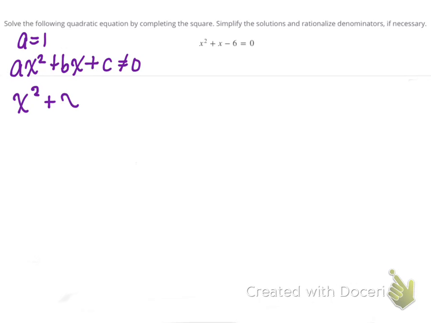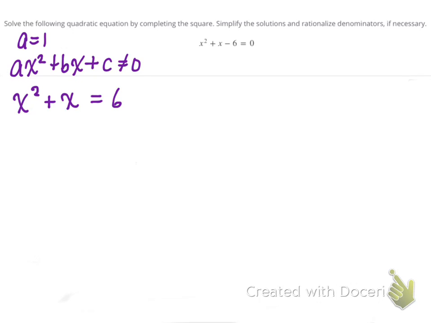Alright, here's our next example. In this example, note my a equals 1, so that's good. But I don't have ax squared plus bx plus c not equal to 0. So what I'm going to do is add 6 to both sides. This gives me x squared plus x equals 6.